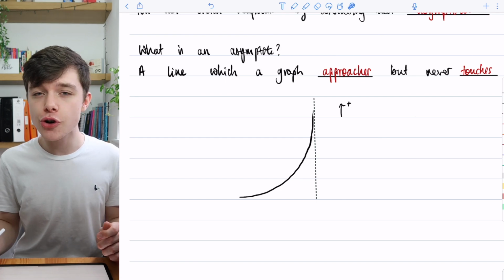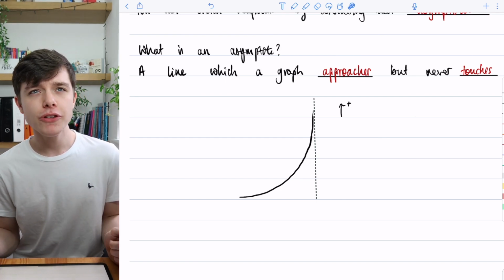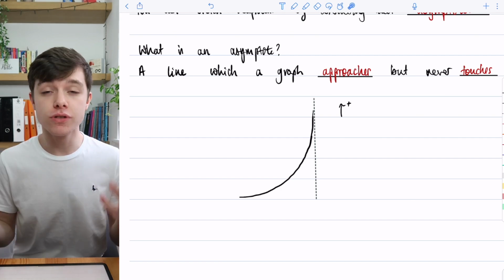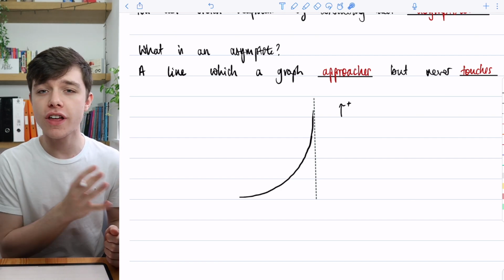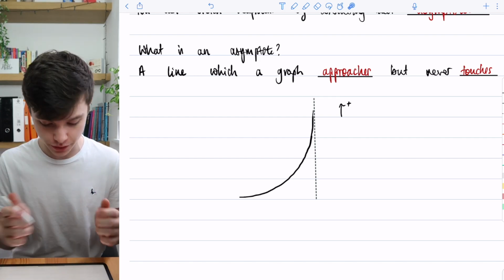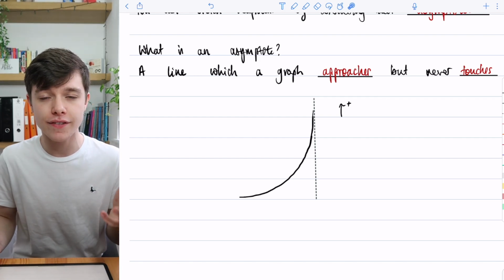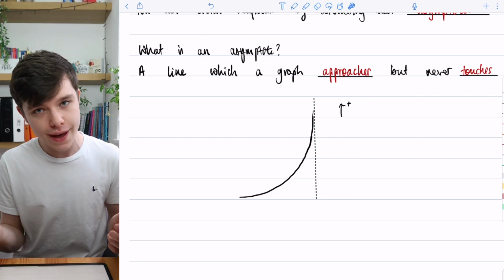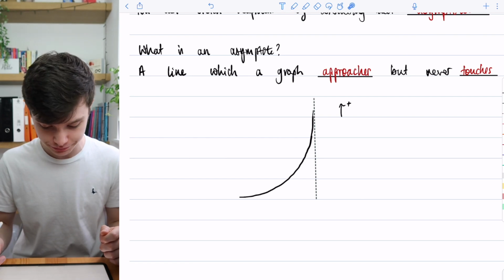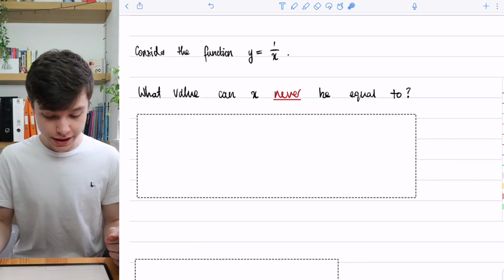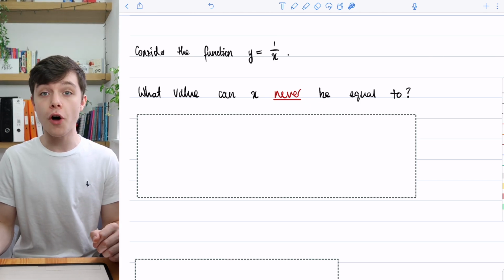And asymptotes come from values of maybe x that explode the function. If the function doesn't work at that value of x, then that value of x is an asymptote. Okay, and similarly for y as well. If it doesn't make sense for y to be a certain value in that function, then y is also an asymptote. Okay, so let's consider the function y is equal to 1 over x.